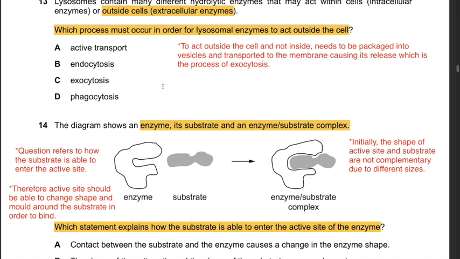Therefore, the process that must occur in order for lysosomal enzymes to act outside the cell should be exocytosis, because exocytosis is where vesicles are involved and substances are released out of a cell. And since the enzymes need to be released from the cell to act outside the cell, it needs to be exocytosis.